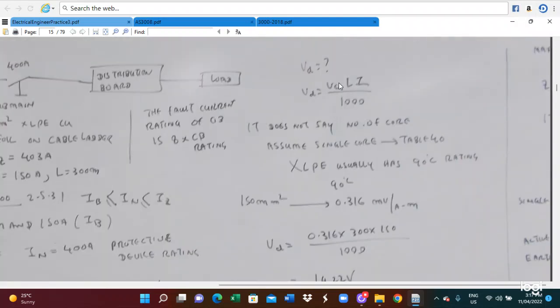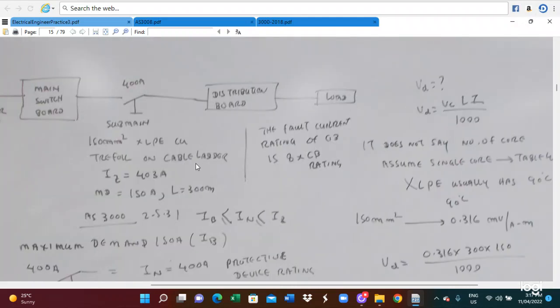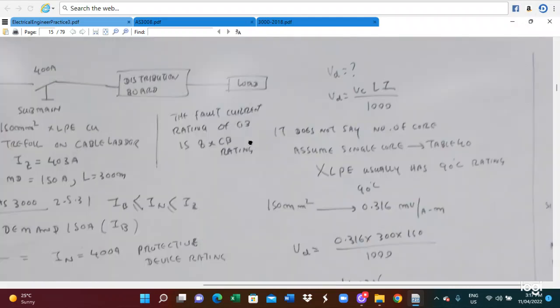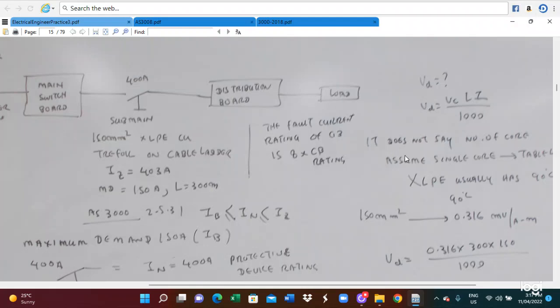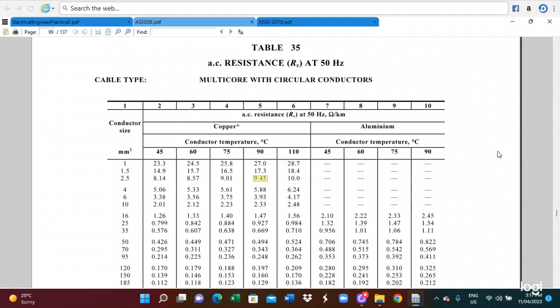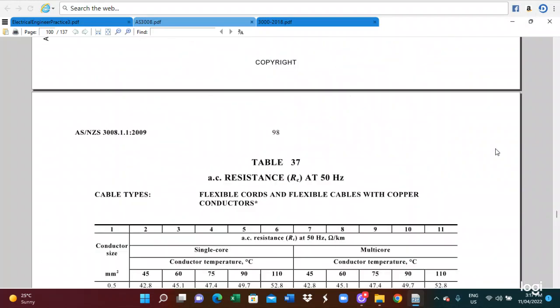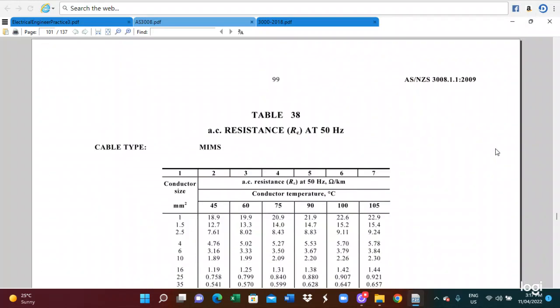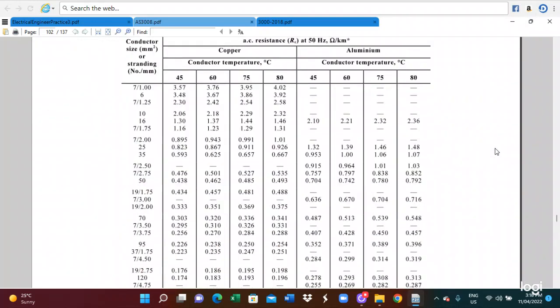We also need to calculate the voltage drop. Voltage drop is calculated as VC times L times I divided by 1000. It does not say the number of cores, so we have to assume a single core cable. Table 40 has to be utilized. The cross-sectional area of the cable is 150 millimeter square, temperature 90 degrees centigrade. Therefore, Table 40 of AS3008 has to be utilized.